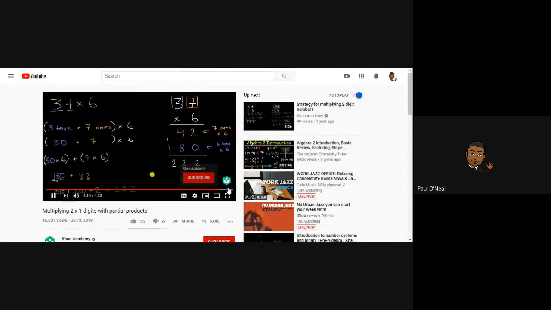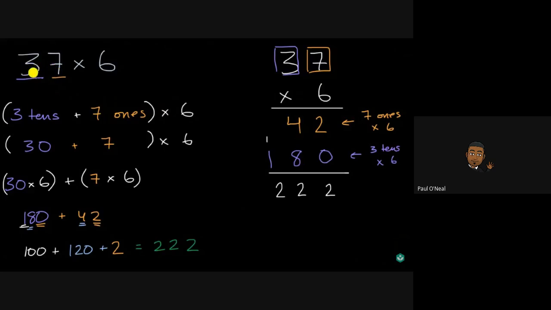The whole point here, though, is to really appreciate what is going on, that we're just breaking up the 37. We're breaking up this 2-digit number into its places, the 3 tens, the 7 ones, and then we're multiplying each of those times the 6 in this situation. And we did it both ways. These are just different ways to write really the same method.